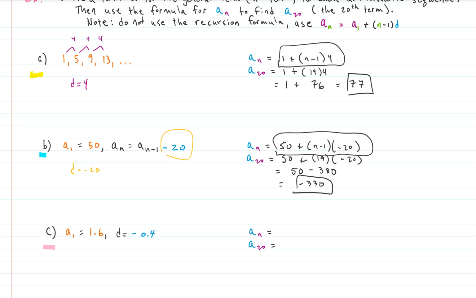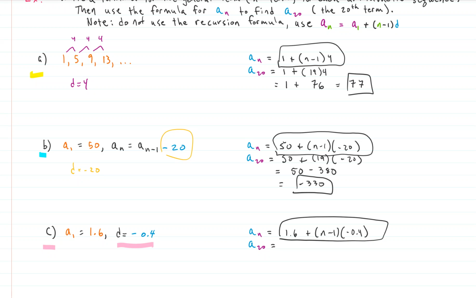Let's look at our last example here. The arithmetic sequence is defined by a sub 1 equals 1.6, and they give us the common difference d, which is negative 0.4. d is given to us explicitly, so we don't need to find it. And let's find a sub n. Again, a sub n is going to be a sub 1, which is given as 1.6, plus n minus 1 times the common difference, which is negative 0.4. So there we have found our a sub n.